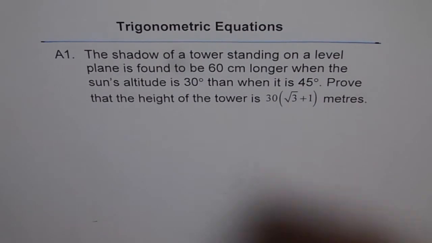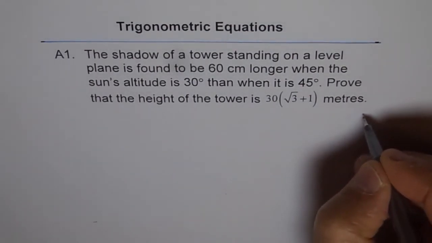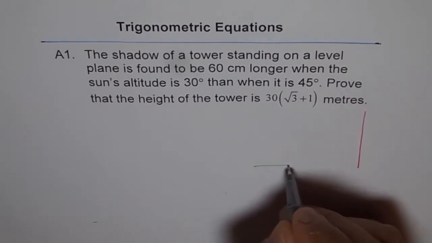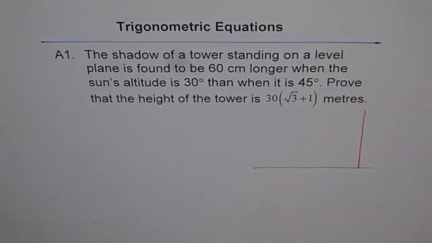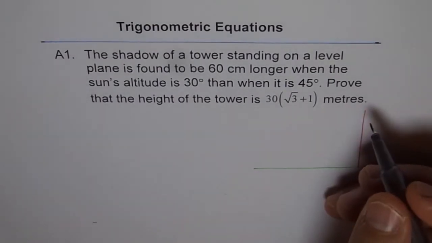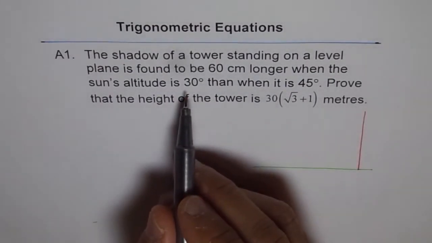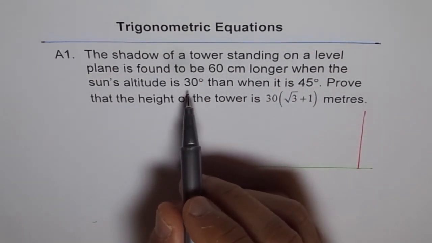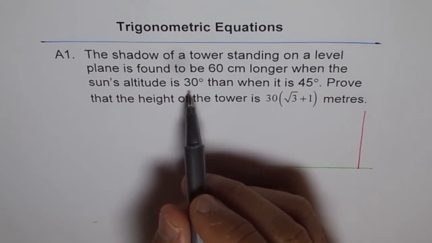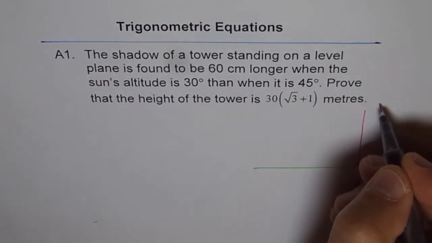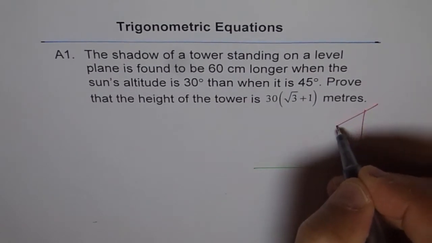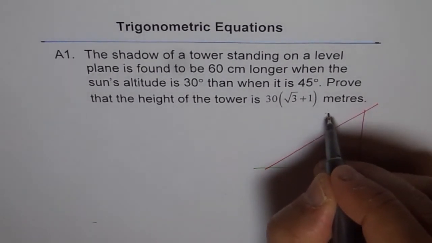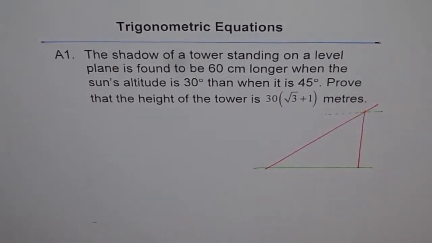So let's try to sketch this, right? So let's say that's a tower and this is our ground. Okay, and so this is actually given as angle of elevation to us. The angle of elevation is longer when the angle is smaller, right? So it's 30 degrees. Let's do this first. Let's draw this triangle with 30 degrees. So the angle of elevation is 30 degrees.